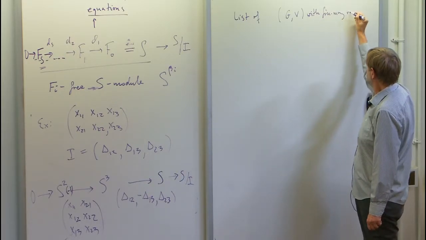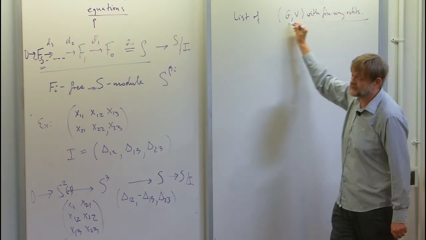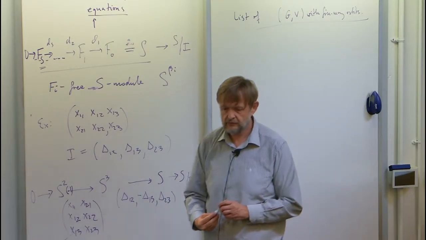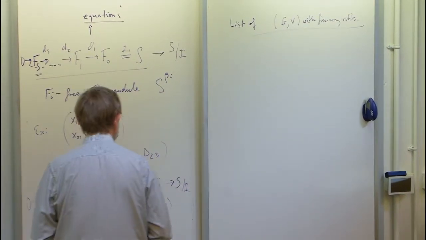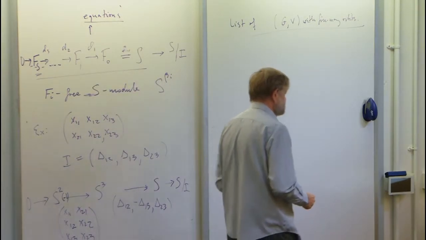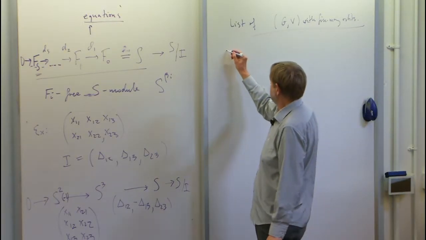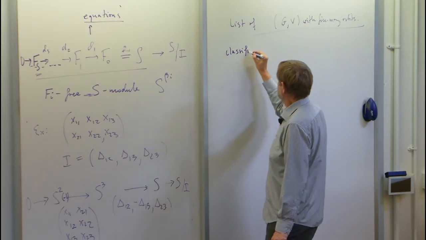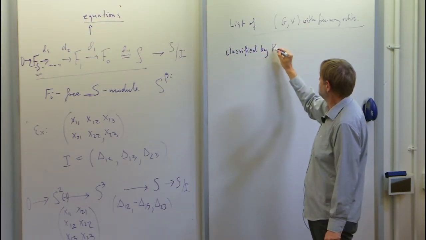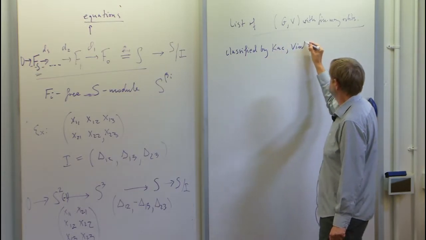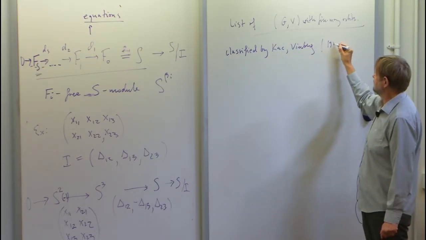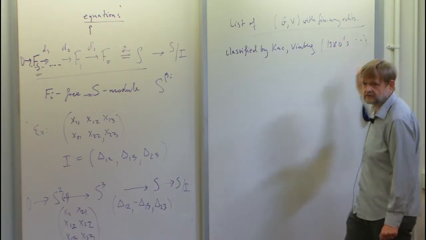And the list is interesting by itself because it's also related to something we'll be talking about tomorrow, quivers. So I'll give you a list of some representations, groups and representations, and the claim will be that they are basically almost all representations with finitely many orbits. This was done by Kac and Vinberg, classified in the 1980s, right? More or less a long time ago already.